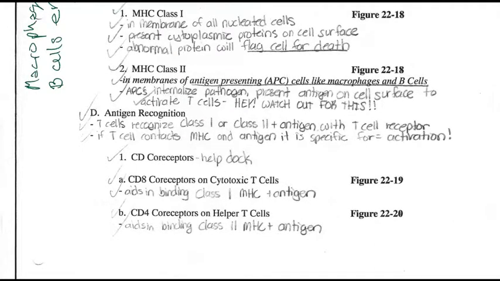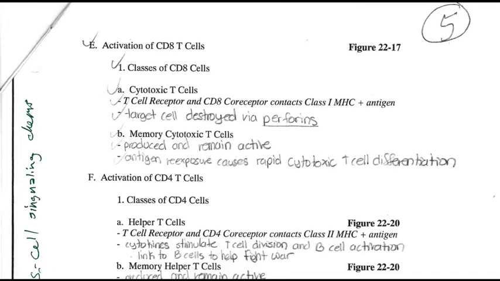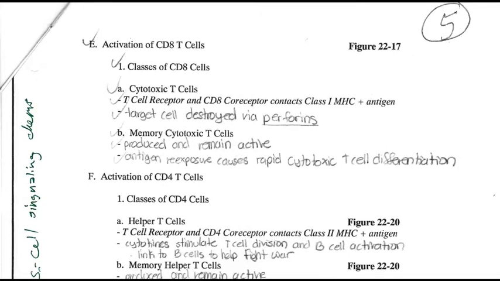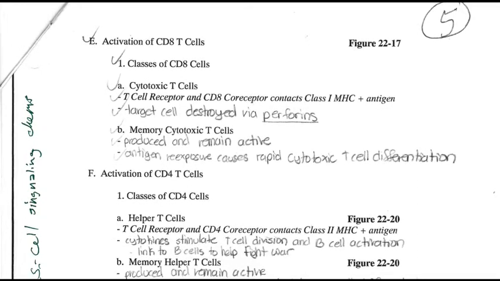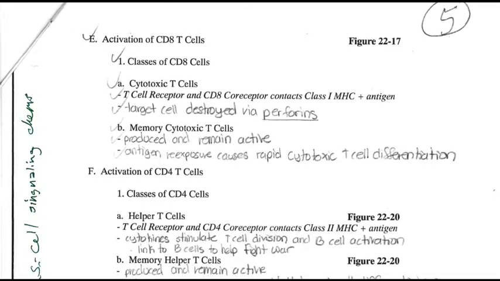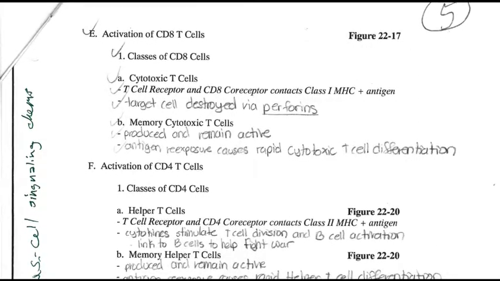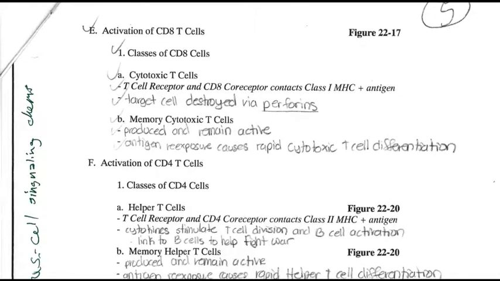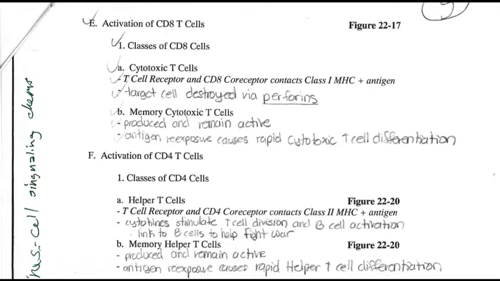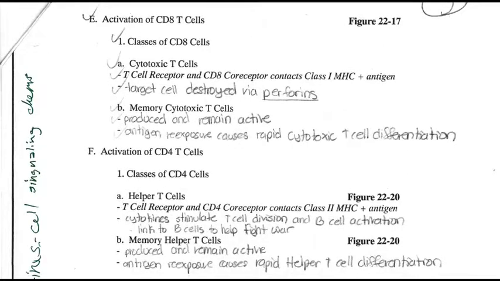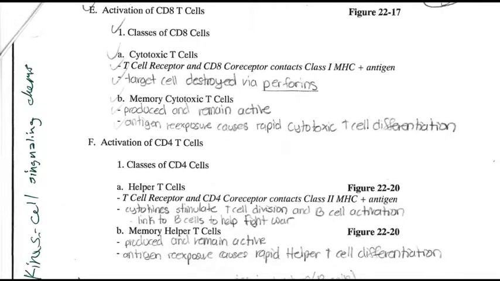Page 5. Activation of CD8 T cells. 1. Classes of CD8 cells. A. Cytotoxic T cells. T cell receptor and CD8 co-receptor contact class 1 MHC plus antigen. This targets the cell, and the cell is destroyed via perforins. B. Memory cytotoxic T cells. Once produced, these remain active. Antigen re-exposure causes rapid cytotoxic cell differentiation.